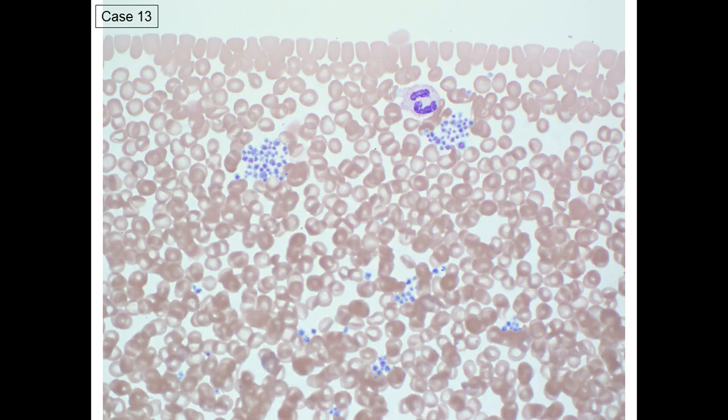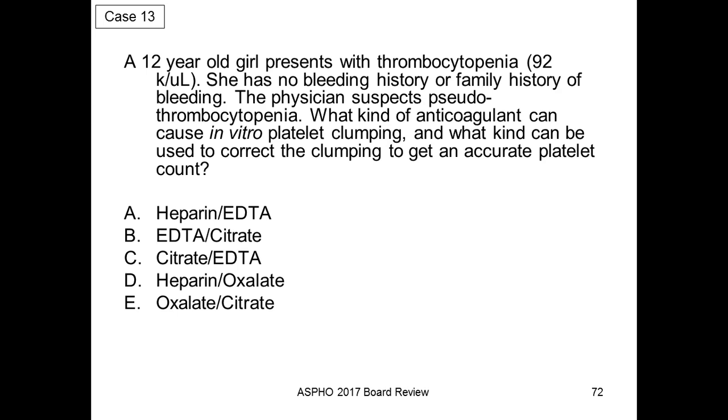Case 13. A 12-year-old girl presents with thrombocytopenia. She had no bleeding history or family history of bleeding. The physician suspects pseudothrombocytopenia. What kind of anticoagulant can cause the in vitro platelet clumping, and what kind can be used to correct the clumping to get an accurate platelet count? Heparin and EDTA, or can it be caused by EDTA and solved with citrate? Caused by citrate, solved with EDTA? Caused by heparin, solved with oxalate? Caused by oxalate, solved by citrate.